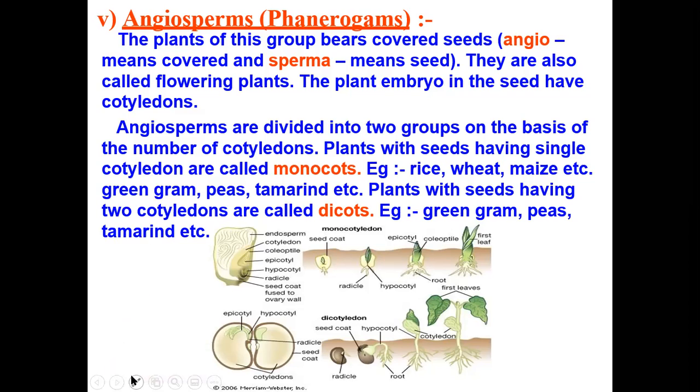Angiosperms are divided into two groups on the basis of the number of cotyledons. If there is only a single cotyledon, that is known as monocot. Examples are rice, wheat, maize, etc. Now, green gram, peas, and tamarind, the seeds of these plants have a cover. So, these are examples of dicotyledons. Di means two. If we divide the green gram, then we can easily divide it into two parts. Each part is known as a cotyledon, and two cotyledons are there. That's why this is an example of dicot.